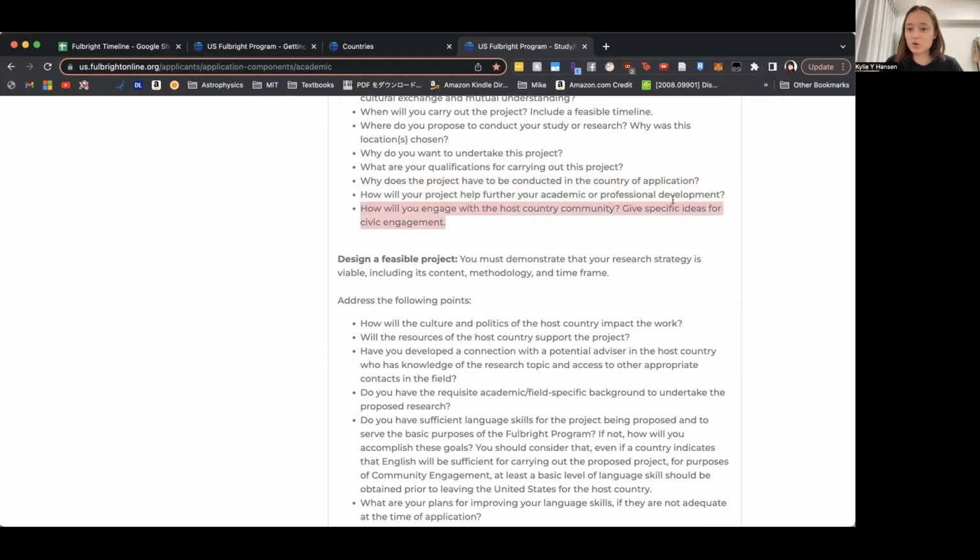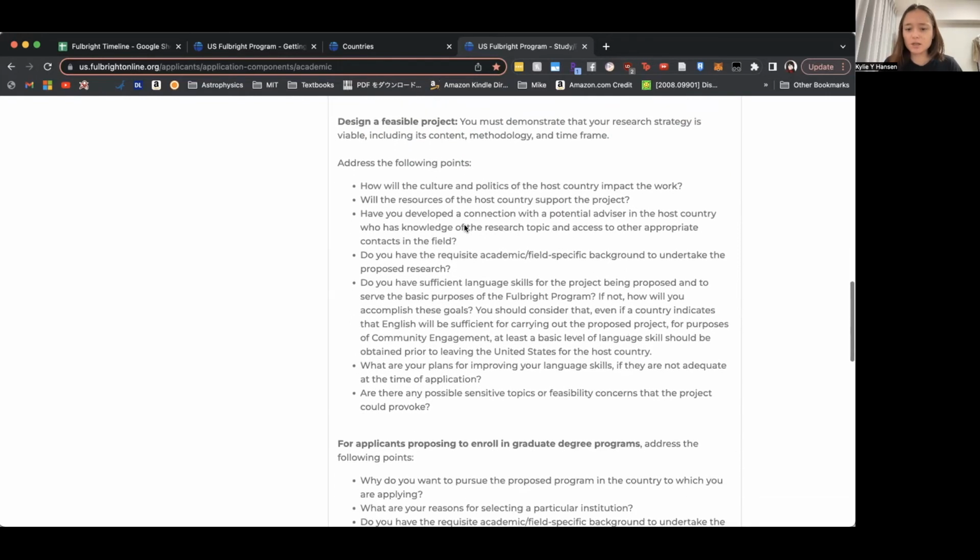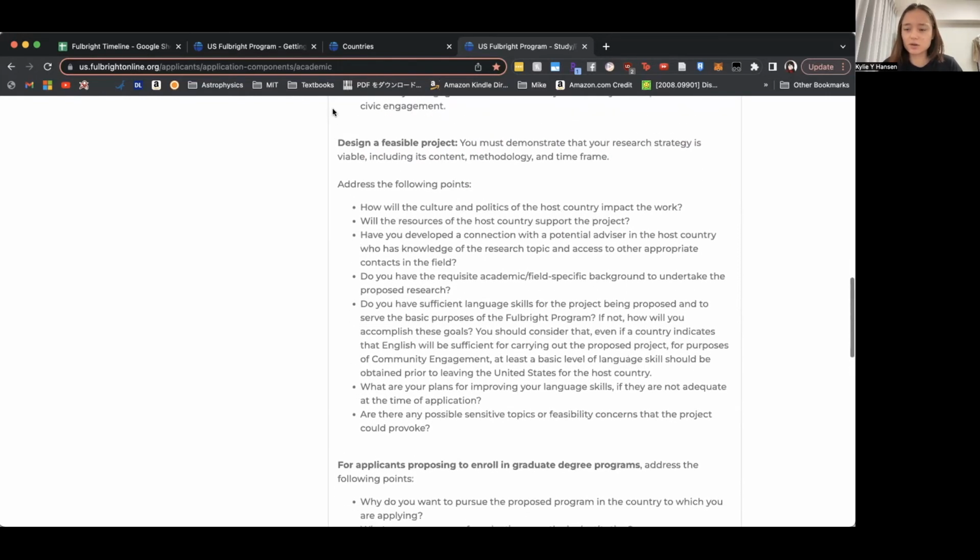How will you engage with the host country community? Give specific ideas for civic engagement. So this one goes back to the volunteering emphasis. Like I said earlier, Fulbright really emphasizes volunteering in your host country. So talking about how you will engage with the community, this one is very important as well, and pretty unique to Fulbright, I'd say.